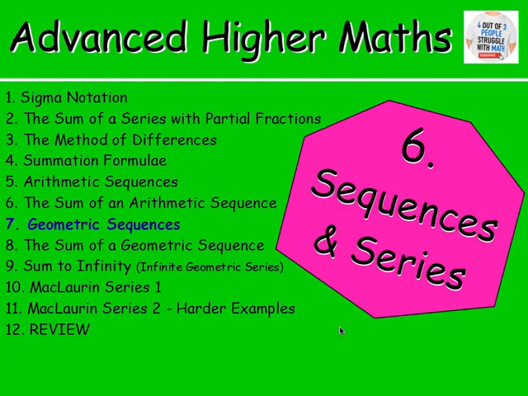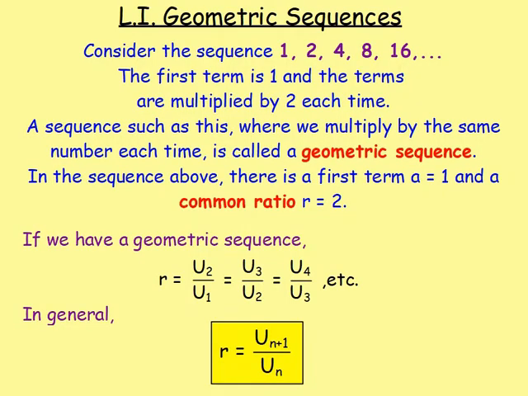We then went on to look at geometric sequences. How are they different? Max, do help us out. Perfect, well done. A geometric sequence, we are not adding the same thing every time, we are multiplying by the same thing every time. So with this one here, 1, 2, 4, 8, 16, you'll see we are multiplying by 2 each time, and when we multiply by the same thing, it is known as a geometric sequence.